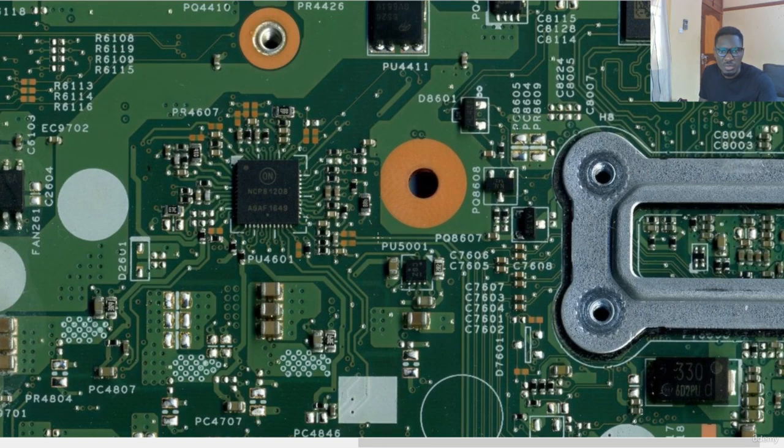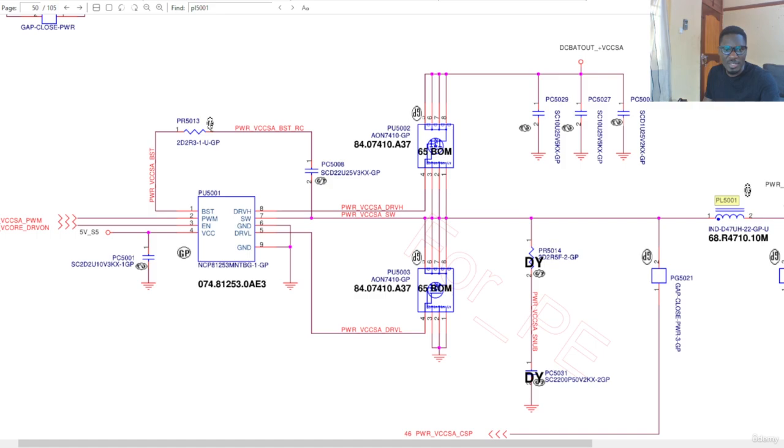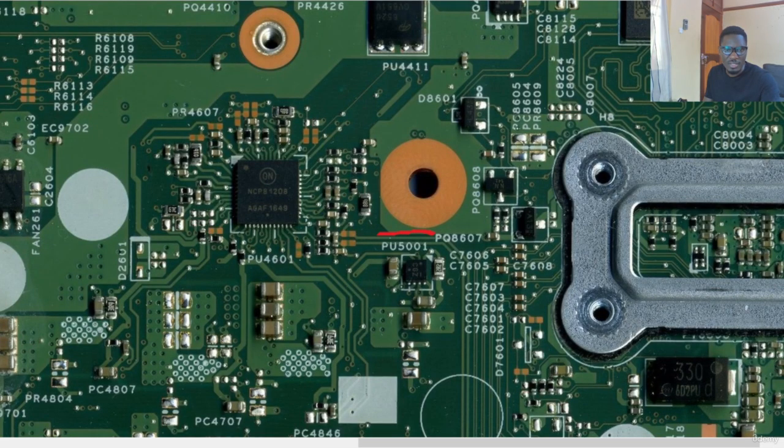So you can see this chip is called PU5001. So this small chip is the one that is controlling those two MOSFETs and coil. If you go back to the schematics, it is the one here. You can see it's called PU5001 and it has over 9 pins. So some of these components actually are very small than what you might expect in the schematics. You see it here.